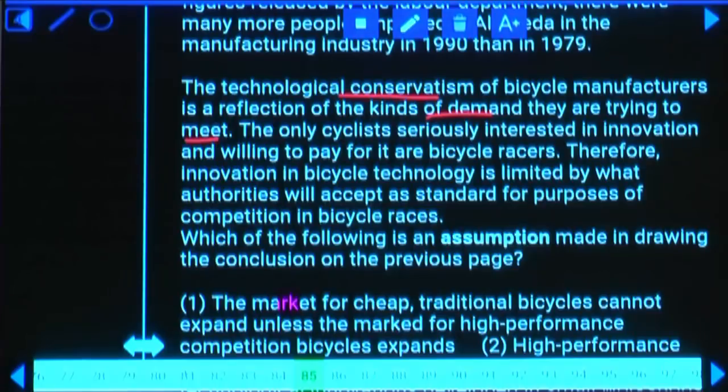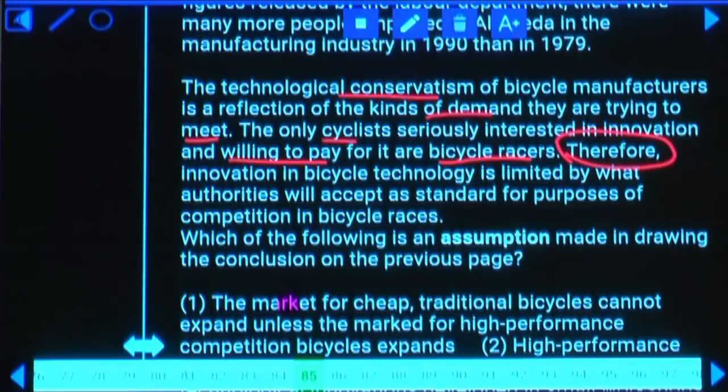Now they are technically converting this one. Why are they technically converting this one? Because there is a demand for such type of bicycles. And the only cyclists seriously interested in innovation and willing to pay for it are bicycle racers, isn't it? Therefore means whenever, therefore, hence, therefore, all these are nothing but the final conclusions. From there onward, the conclusion will start. As there is a conclusion in the statement, the question will be based on that conclusion only.